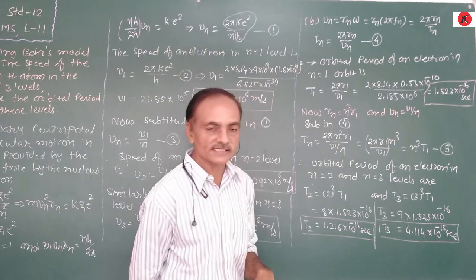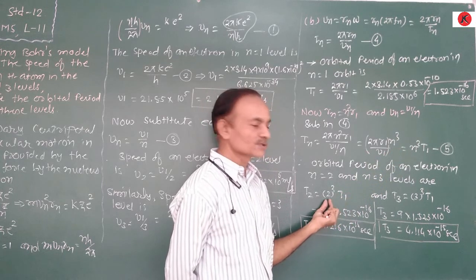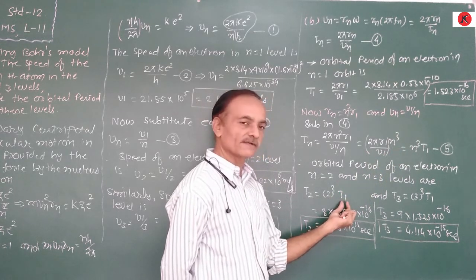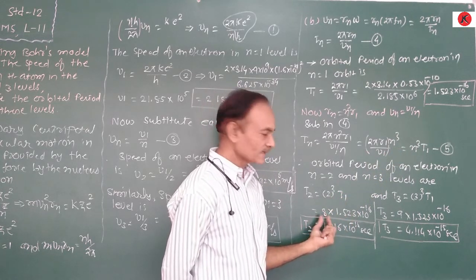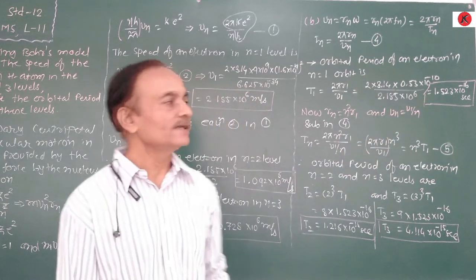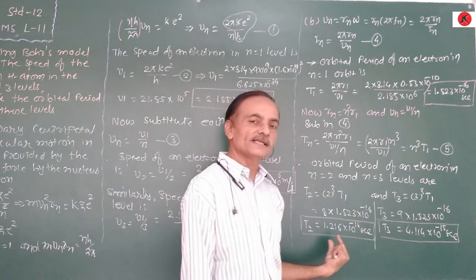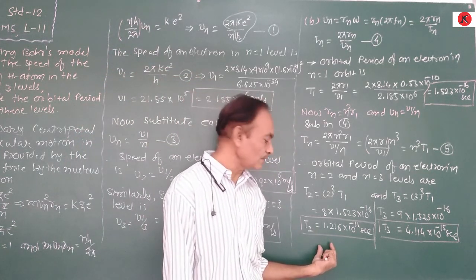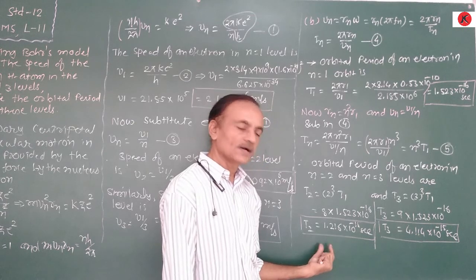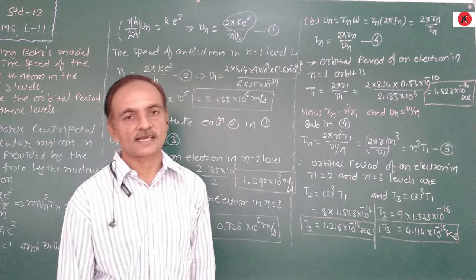Now, the orbital period of an electron in n is equal to 2 and n is equal to 3 levels are T2 is equal to, using equation 5, 2 cube into T1. 2 cube is 8, T1 we already calculated, 1.523 into 10 to the minus 16. Thus we obtain the orbital period of an electron in second orbit is 1.216 into 10 to the minus 15 second.